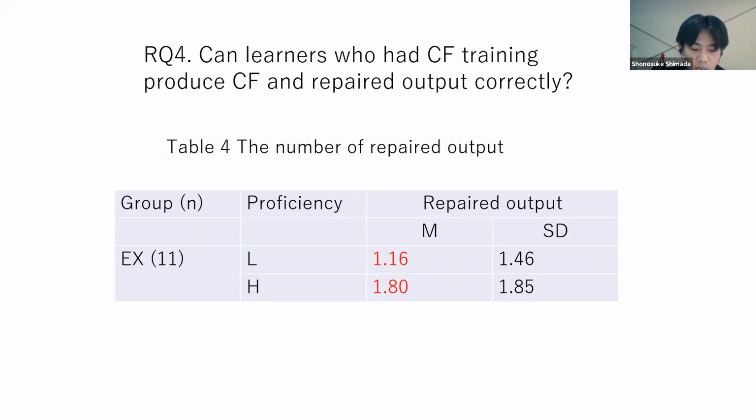Table 4 describes the number of repaired output. The majority of CF was provided appropriately and led to repair. High proficiency learners in the EX group produced more repaired uptake, whereas the low proficiency learners produced less repaired uptake, with a mean score of 1.16 in the low proficiency and 1.80 in the high proficiency learners.